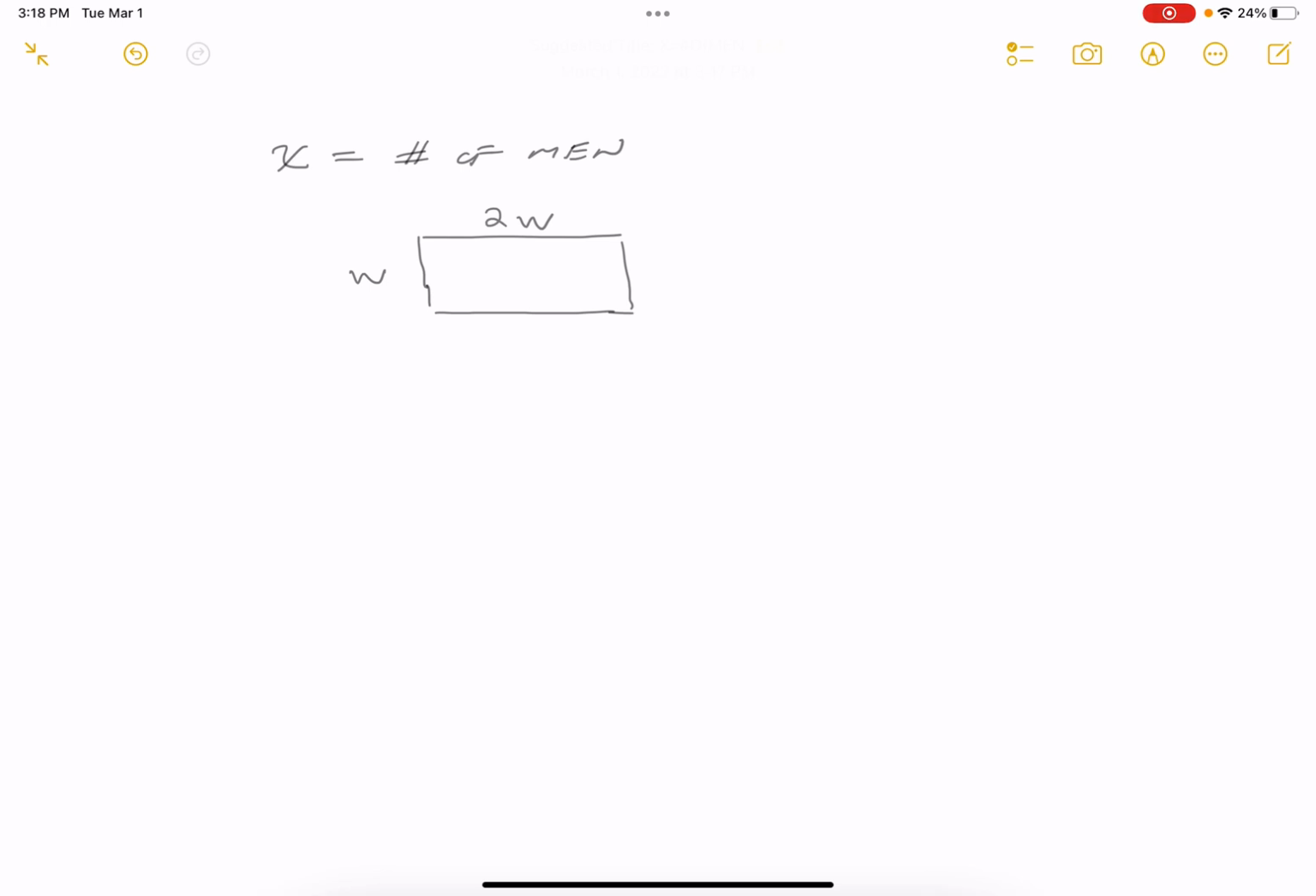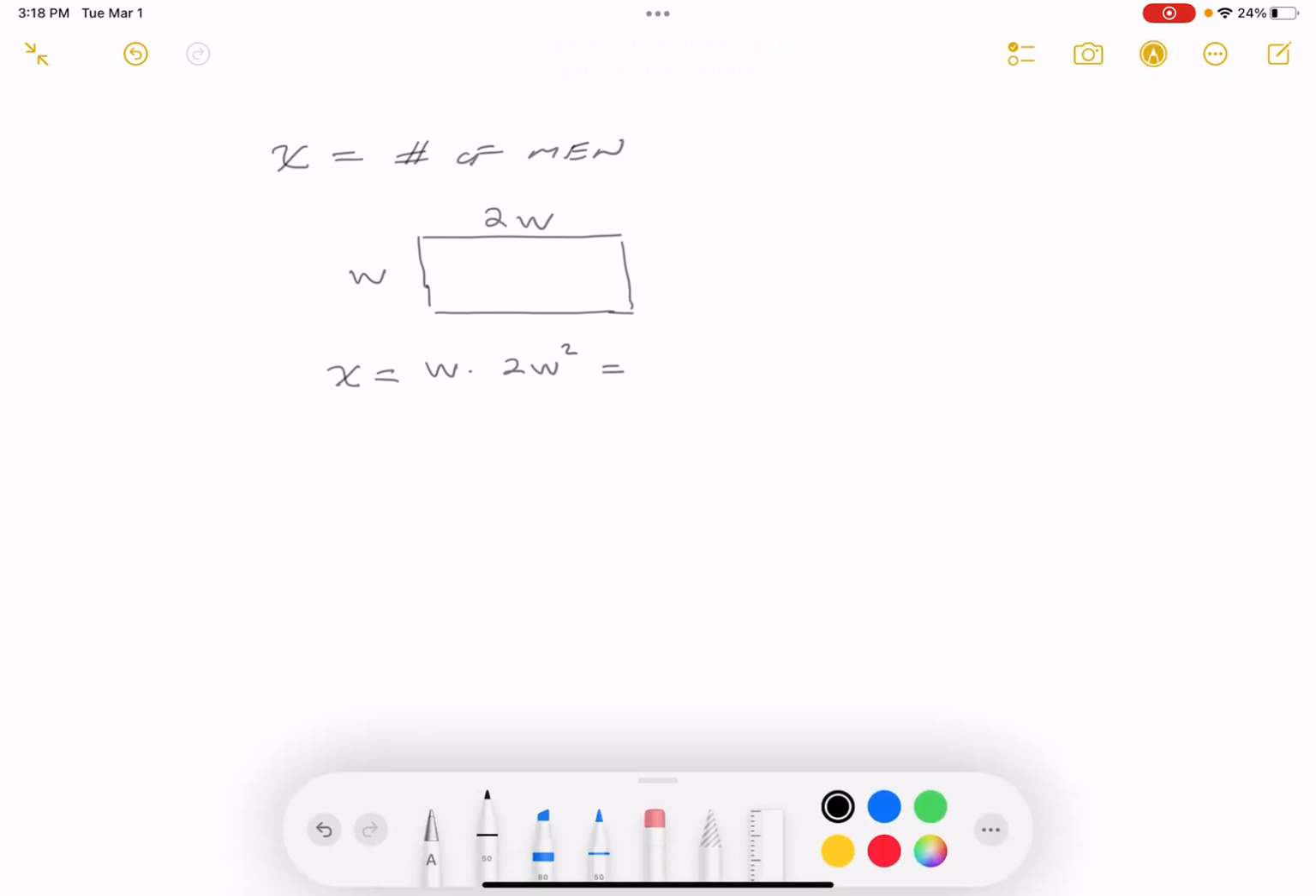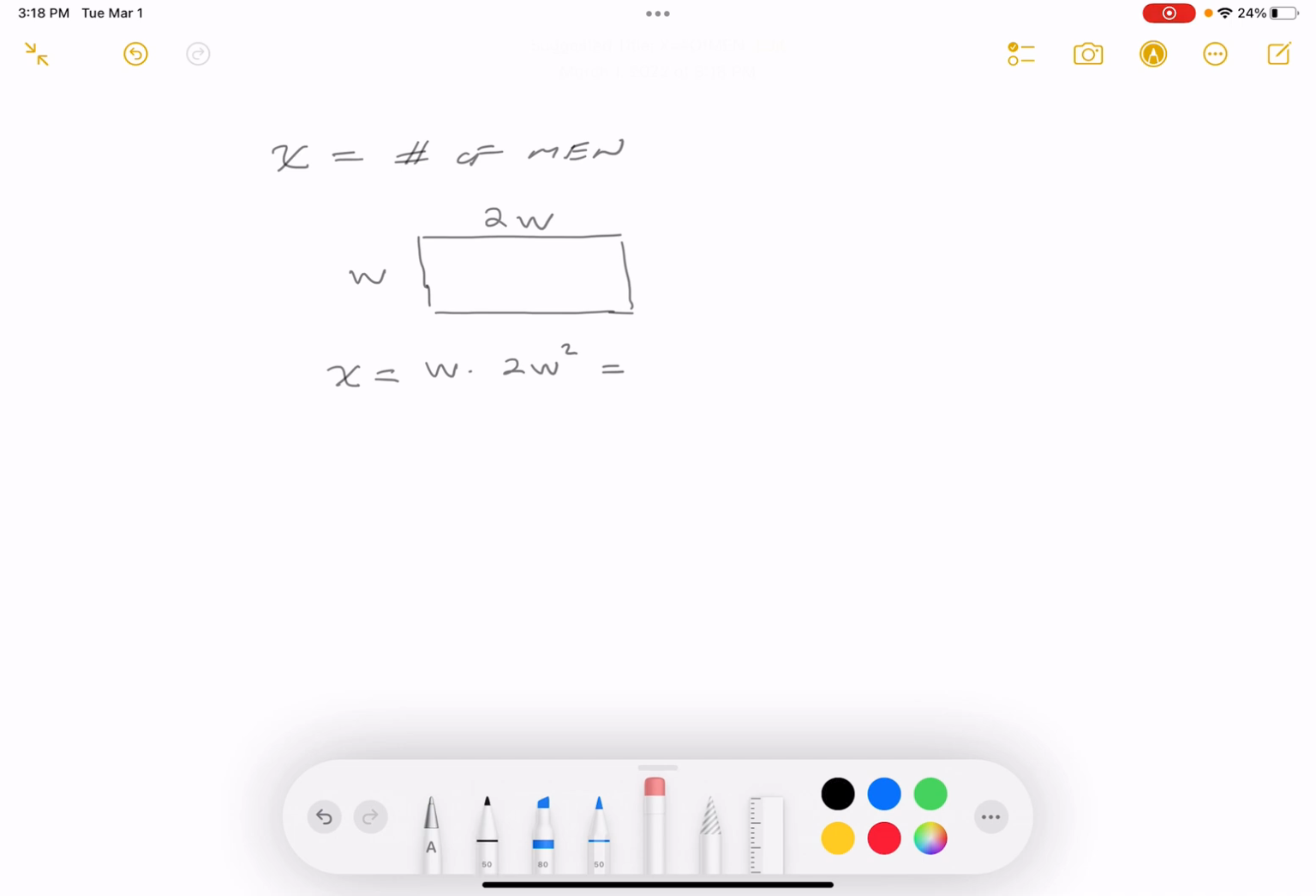So the number of men, and this is an integer, by the way, would be W times 2W squared. What does that give me? I'm sorry, I made a mistake there. I'm thinking forward, and I really shouldn't be. I should be thinking where I am and then moving forward. So what do you get here? It's W times 2W. W is the number of men in the width, 2W is the number of men in the length. So that's going to be 2W squared.